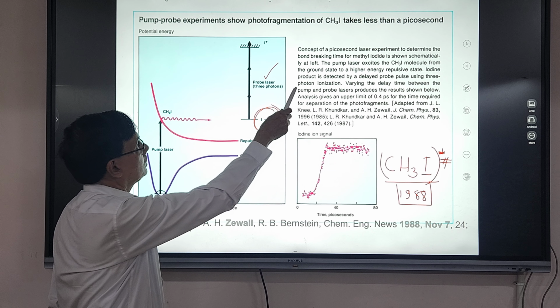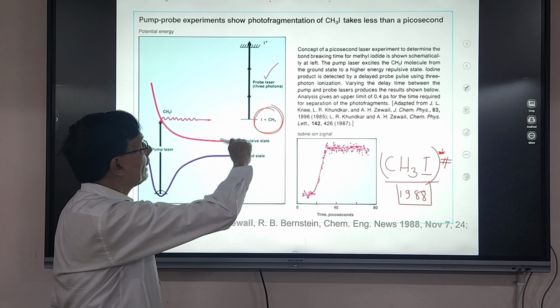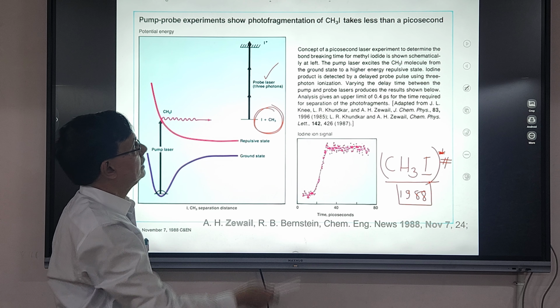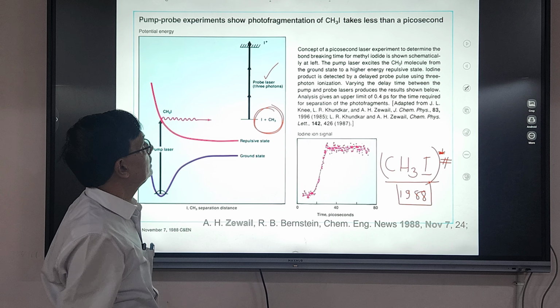The concept of the picosecond laser experiment to determine the bond breaking time of methyl iodide is shown in the schematic on the left. A pump laser excites the CH3I molecule from the ground state to a higher state. The language is also very simple. Iodine products are detected. So again it is an interrogation, because there are two fragments, CH3 and iodine. So who will detect these things? That probe, and that is very fast, 10 to the power minus 12. Then there are other things.